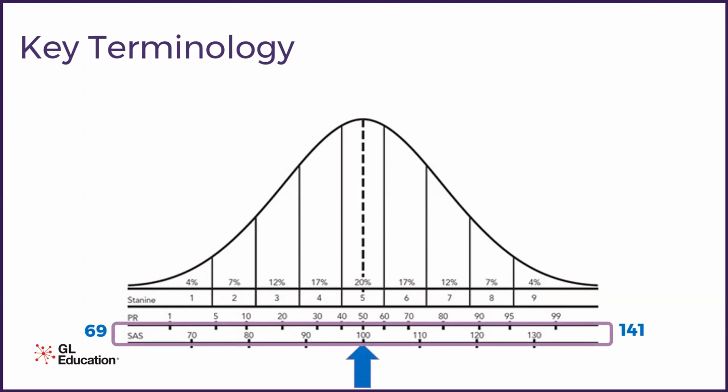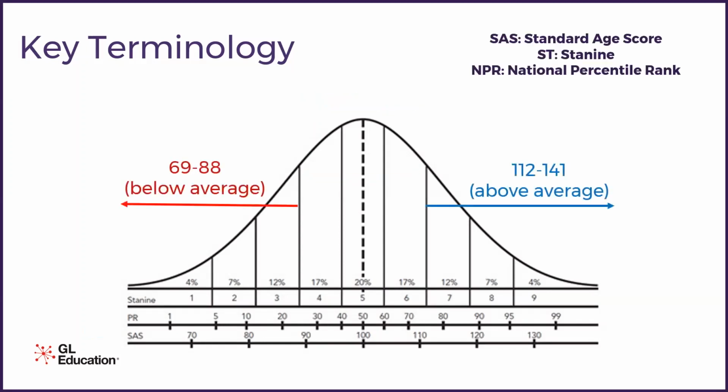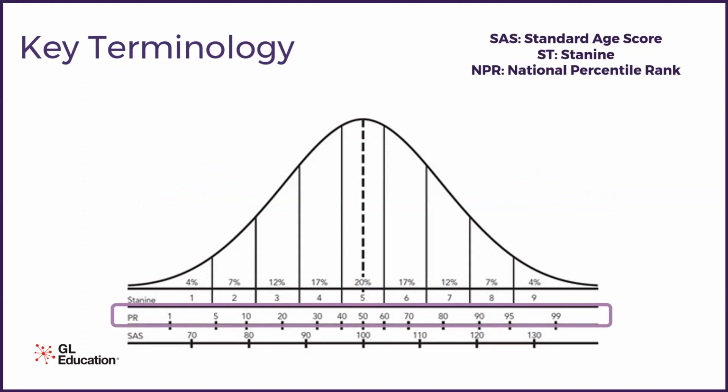The average score is 100, and the scale runs from 69 to 141. Scores within 89 to 111 are regarded as being within the average brackets, where any score lower than 89 is below average, and any score higher than 111 can be categorized as above average. You will see reference to the national percentage rank, sometimes known as the percentile rank, or NPR.